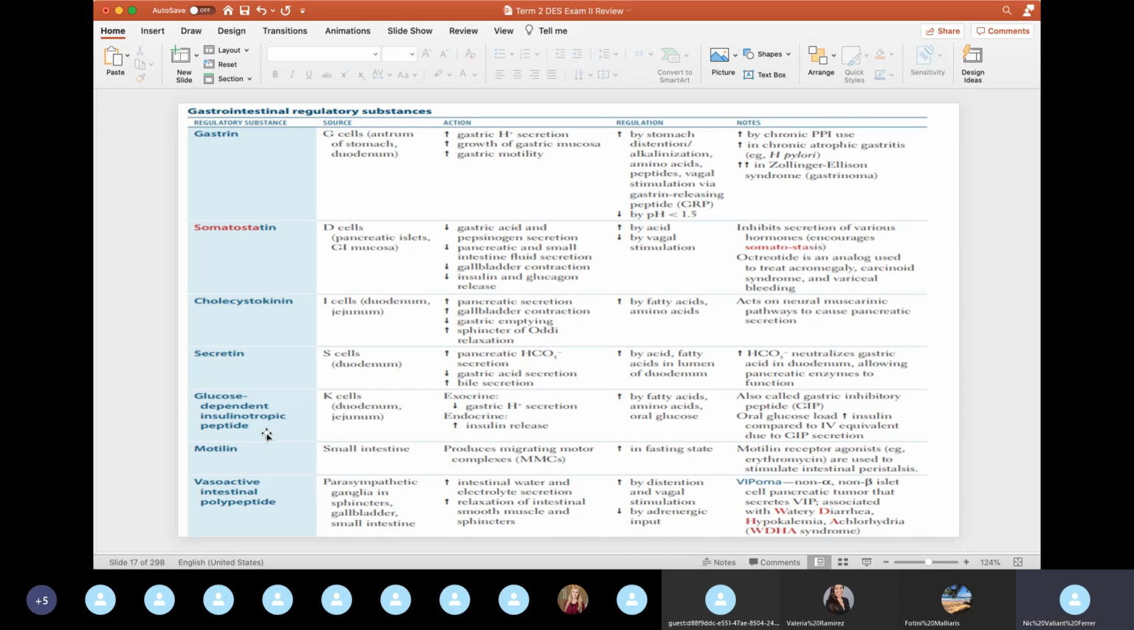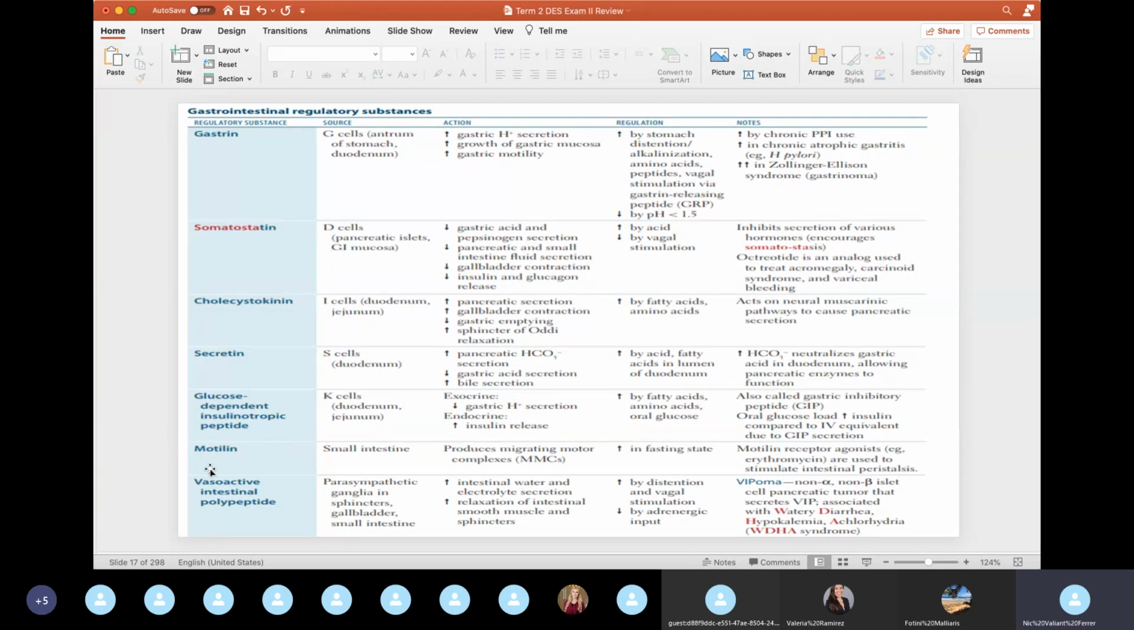So in the vignette, if they say you were given an oral glucose instead of an IV glucose load, and then they measure your insulin, the oral glucose load increases the insulin level. And why? Because of this substance, glucose-dependent insulinotropic peptide, secreted by the K cells in the duodenum and the jejunum.